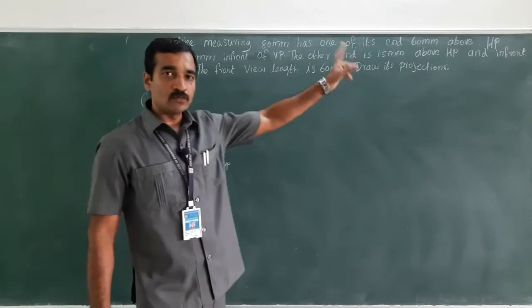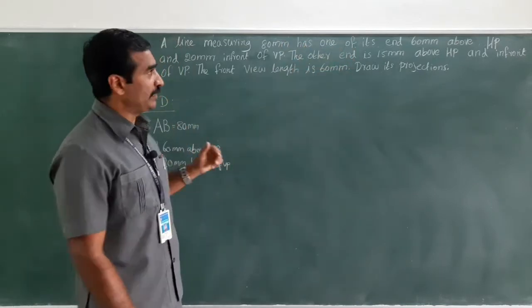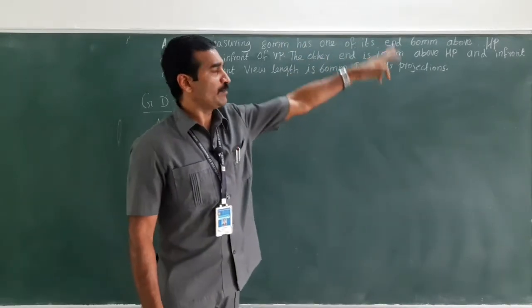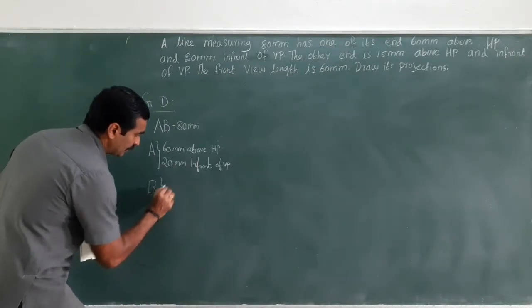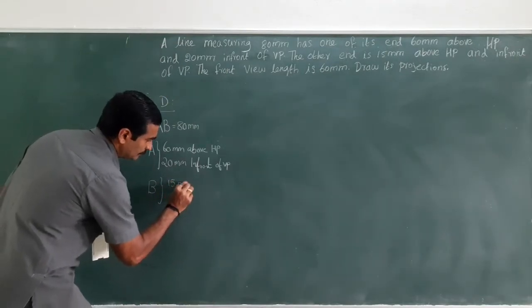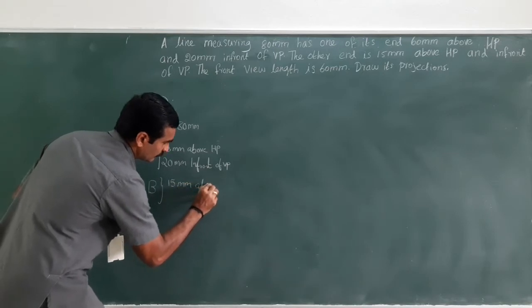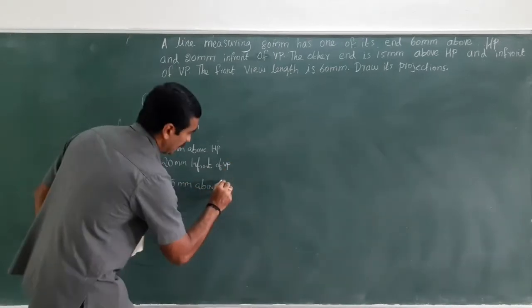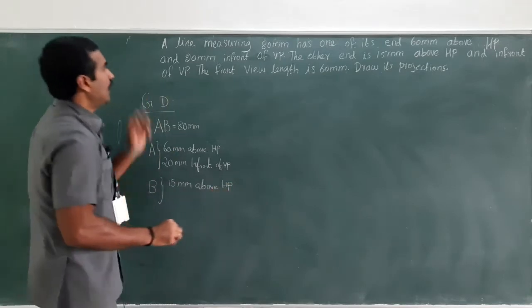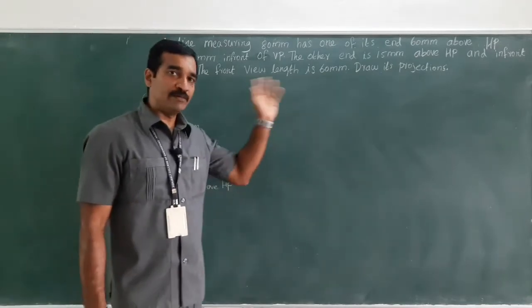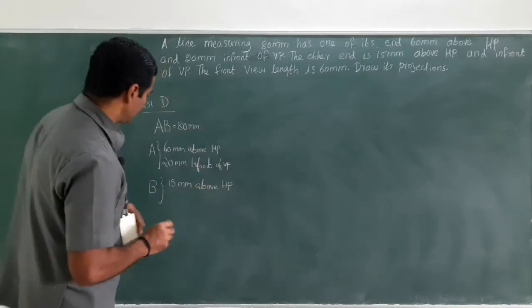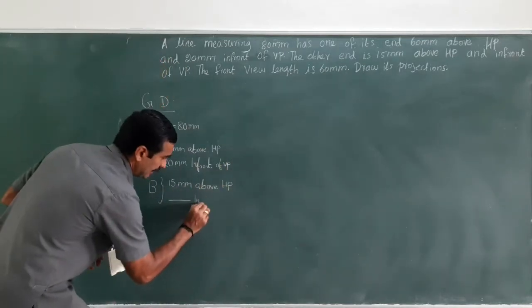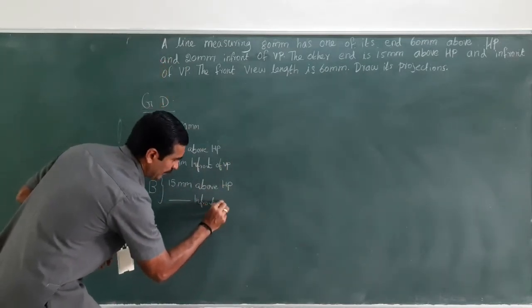And the other end, what is the other end? The other end is B, which is 15 mm above HP. The other locus, which is B, 15 mm above HP and in front of VP. The dimension is not given, that is, it is in front of VP.